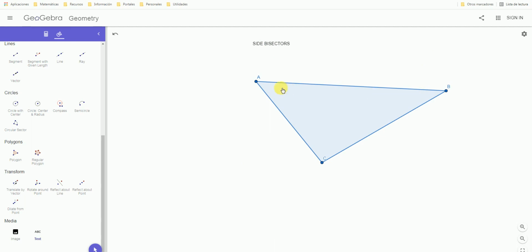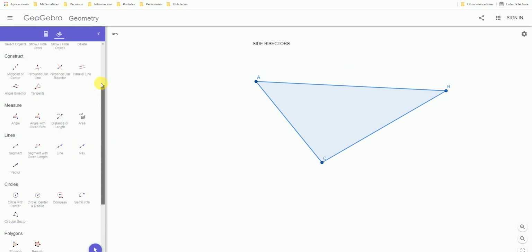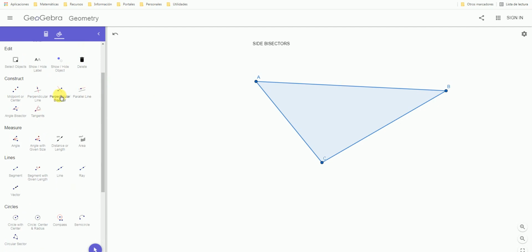The angle bisectors divided the angles into halves, and the side bisectors divide the sides into halves, but not just that. They divide them into halves in a perpendicular way. They are perpendicular to the sides. So let's draw the side bisectors.